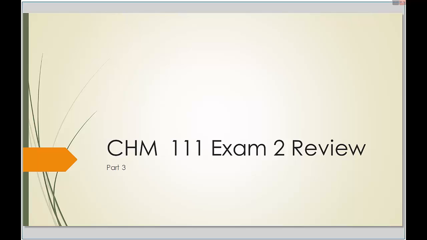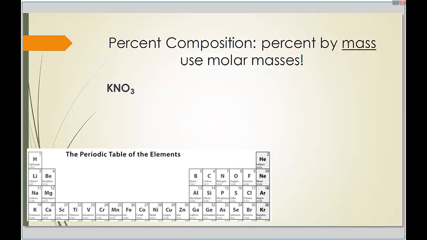This is the third and final review for exam 2 for Chem 111. The first thing we're going to discuss is the percent composition. Now this is a percent by mass, and we do this by using the molar mass. So before we do anything at all, we need to figure out the molar mass of KNO3. So K, N, and O, we have 1 potassium, 1 nitrogen, and 3 oxygens.